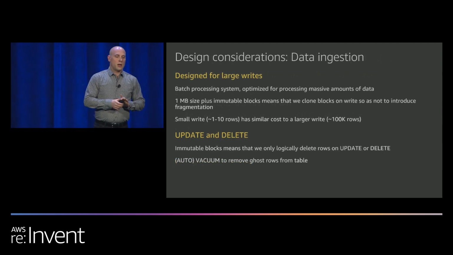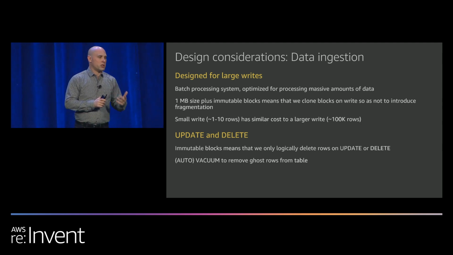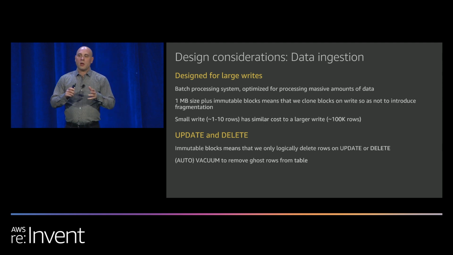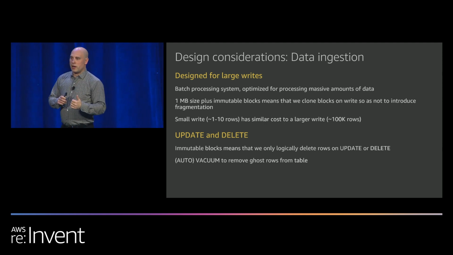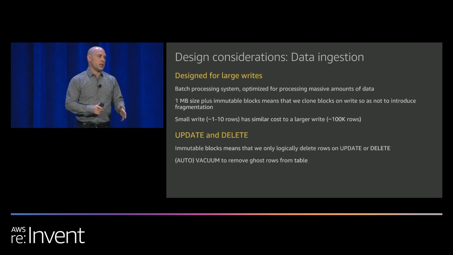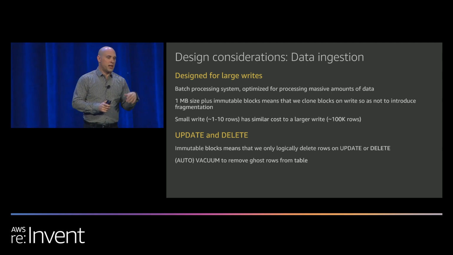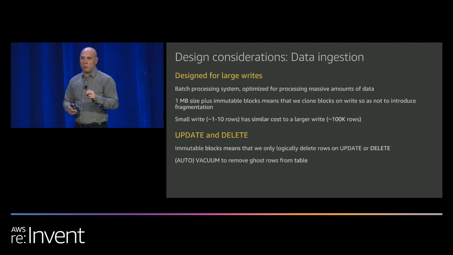So let's talk about how Redshift is designed around big data. Small writes, which are typically done in OLTP, are as expensive in Redshift, typically, as ingesting hundreds of thousands, or even in some cases, depending on the size of your cluster, millions of records. Redshift's not designed for small updates, inserts, that sort of thing. And the reason why is because of those really large 1 meg immutable blocks.